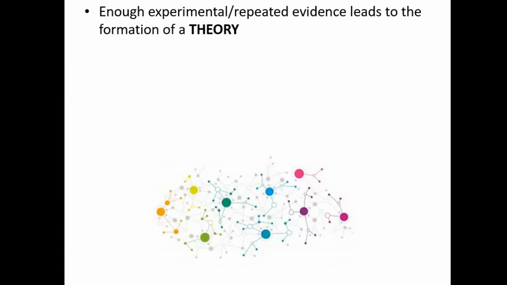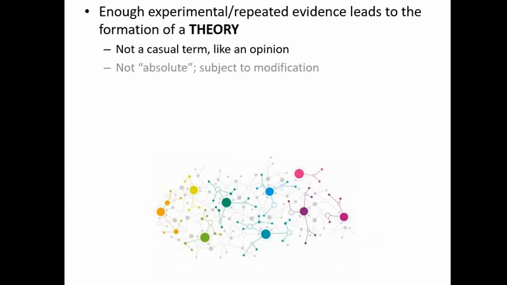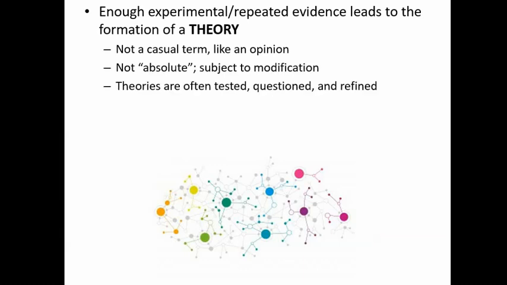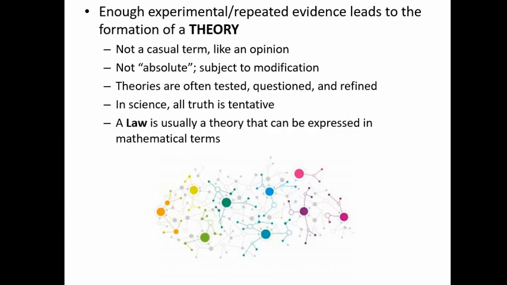With enough experimental and repeated evidence, we get the formation of a theory. That's not a casual term, not like an opinion. Scientific theories change. They can be modified. Over time, theories are tested, questioned, and refined. Remember, in science, all truth is tentative. It is only true for now.